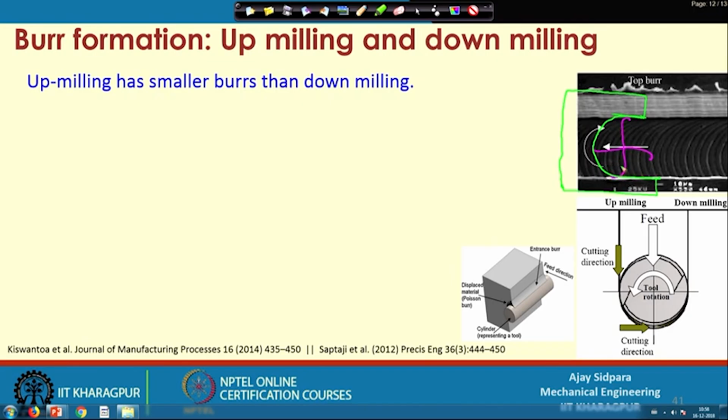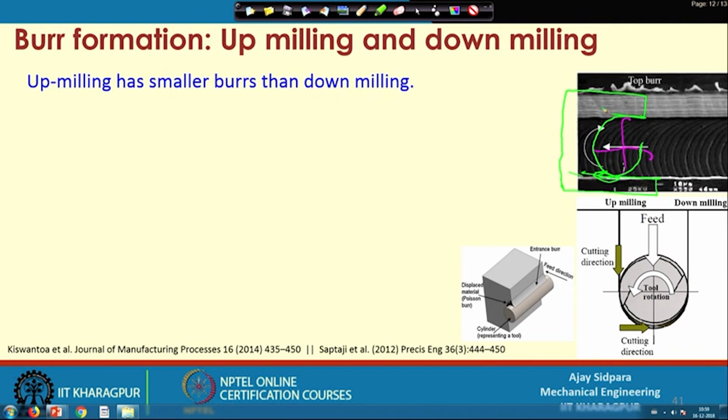When one cutting edge is removing the material, it is generating some burrs. So, wherever this burr formation is, when the next cutting edge comes into contact with this part, it will remove the burrs formed here very easily, because your cutting edge will be entering into the surface.